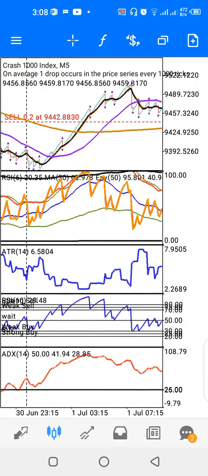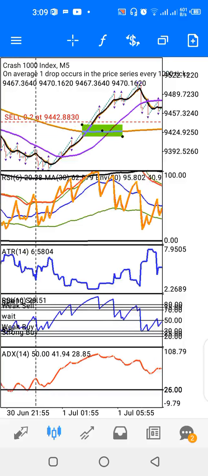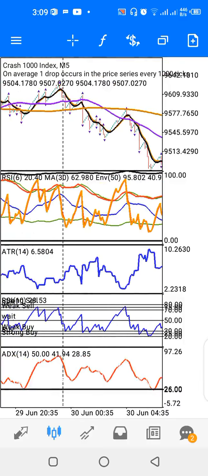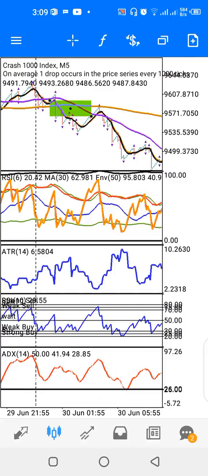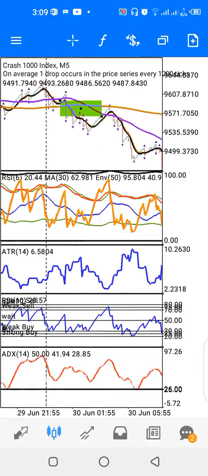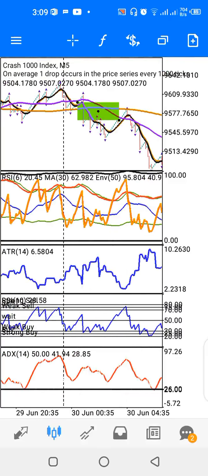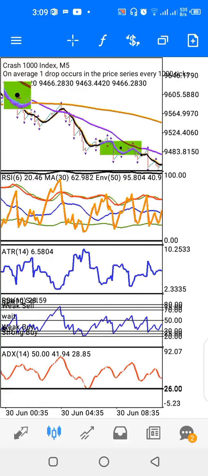For boom index, bullish trend will be the reverse, when the purple and the black line cross above the orange line. But for the purpose of this video, we'll be looking at bearish trend. So you have a total cross around here, and that means price will start to fall, and that's what actually happened. You can see the fall.